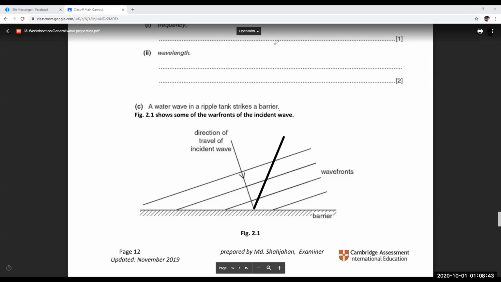If you can't show the arrow, then no problem, you just give the line. You understand? So it is the direction of waves. It will go, but we have to also show the wavefronts. You see the lines, right? These lines are for the wave which is coming to the barrier.